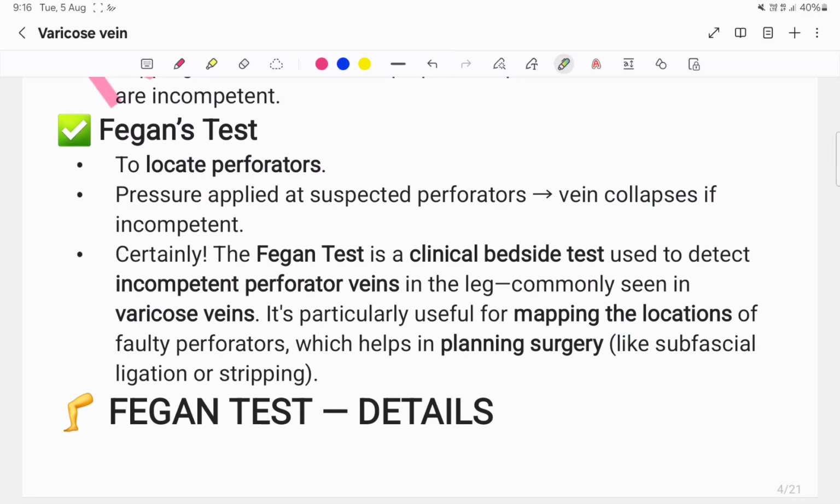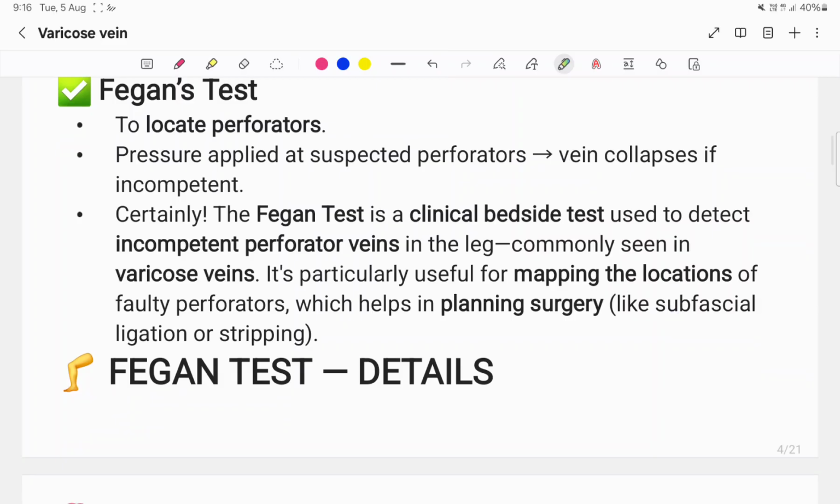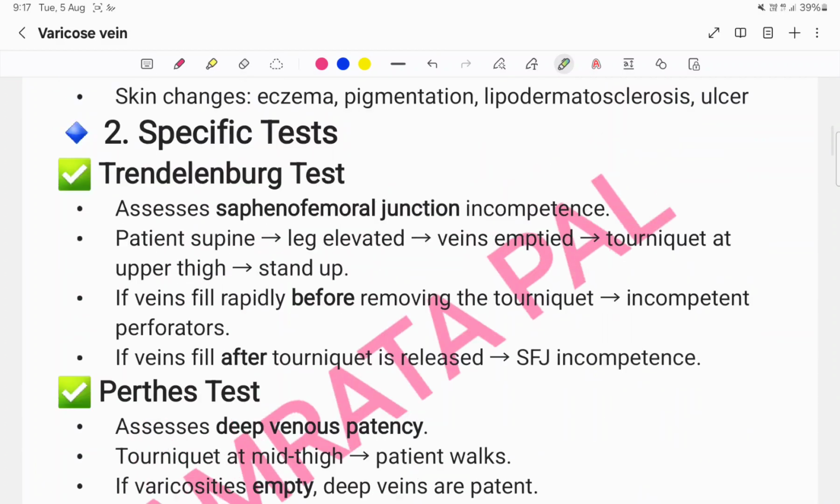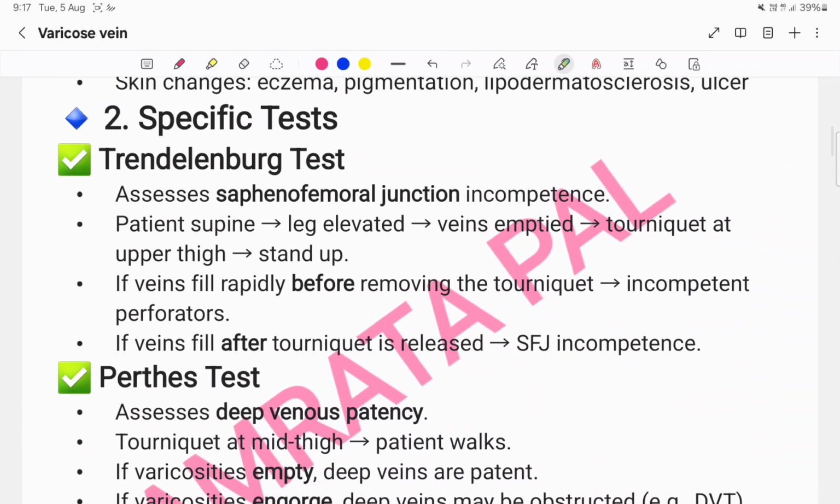Fagan's test, we locate the perforator first, then apply pressure at the suspected perforator, and if the vein collapses, it is incompetent. Now let us discuss all the four tests and summarize them. First is Trendelenburg test.